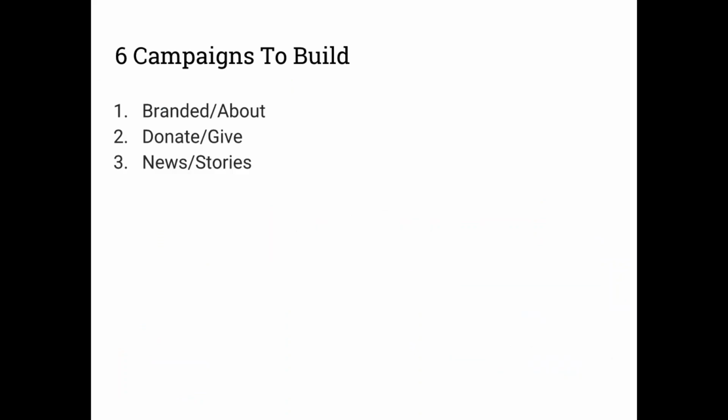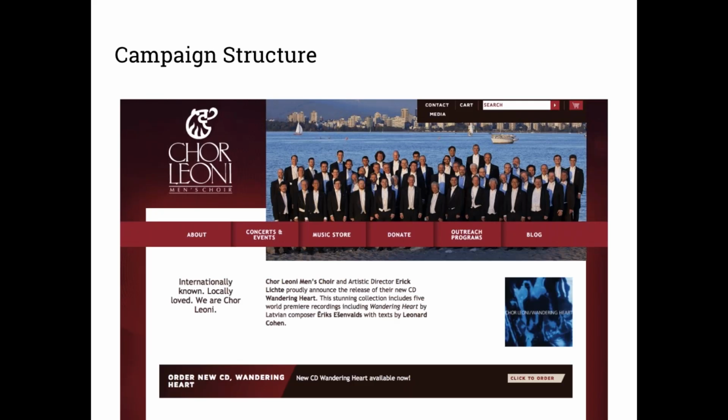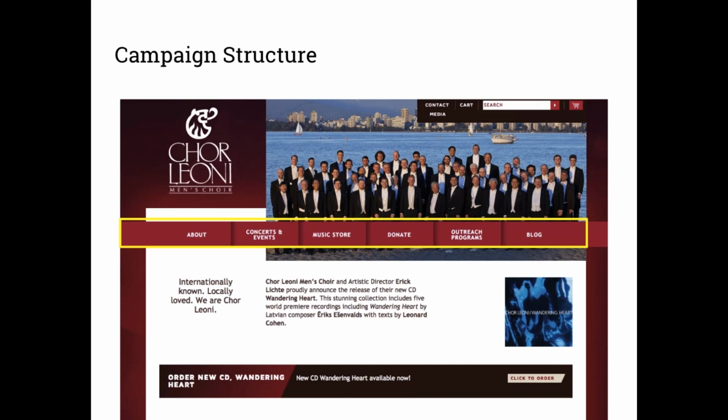This campaign structure: here are those 6 campaigns that we like to set up by default. That branded one, which is really about you. Donate, we'll always have it. News and stories, kind of a blog or content, is great. Your programs or learn more is a good one, and then get involved, volunteer. And if you have any campaigns, a year-end or a spring, that can be its own campaign as well. A good rule of thumb for campaign structure, if you're wondering, is it loosely equates to the headings on your website.